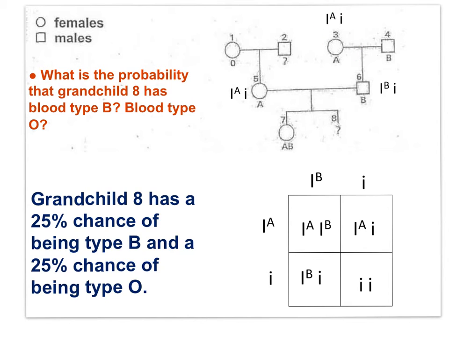Turn the movie off now to figure out why he must have inherited an O allele from his mother. See me in class if you're not sure. So if the parents 5 and 6 are heterozygous, A-O and B-O, then grandchild 8 has a 25% chance of being O and a 25% chance of being type B.